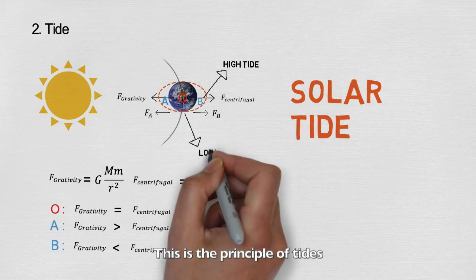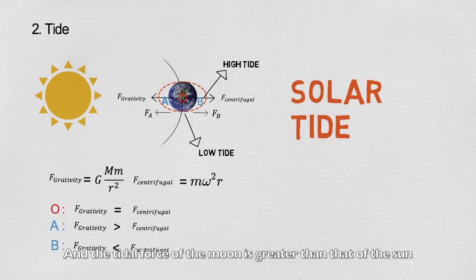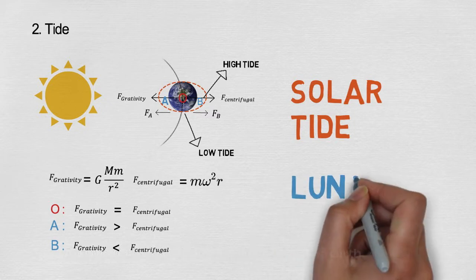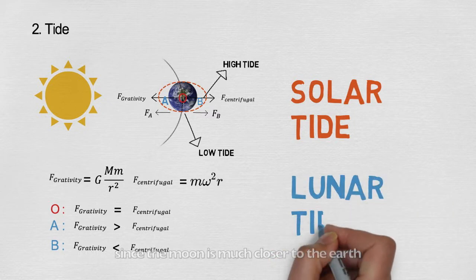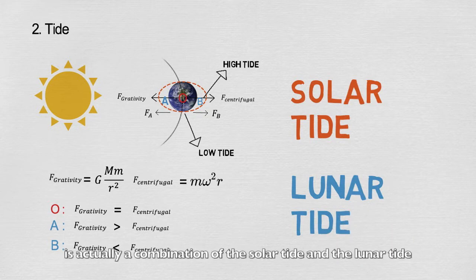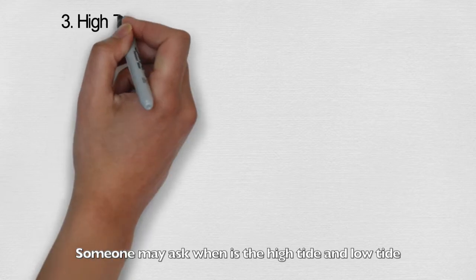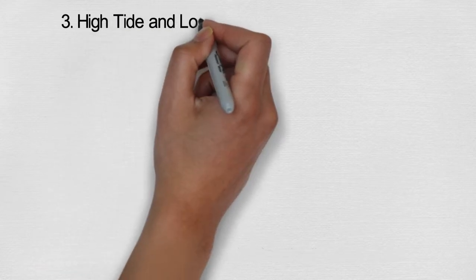This is the principle of tides. Not only the sun has its tidal power, the moon has it too. And the tidal force of the moon is greater than that of the sun since the moon is much closer to the Earth. So the tide on Earth that people observe is actually a combination of the solar tide and the lunar tide. Someone may ask, when is the high tide and low tide of this combination then?